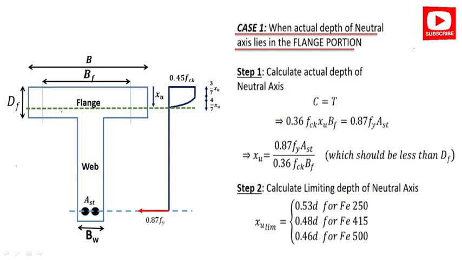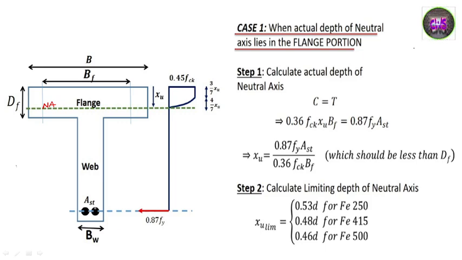Flange portion, here you can see the green, so this is a neutral axis. I will not write much, wherever necessary I will write, you can see from the sketch. So this is a neutral axis and this is BF, the effective width of the flange, and this is the overall width. Now DF is the depth of the flange, and this is BW, the width of the web.